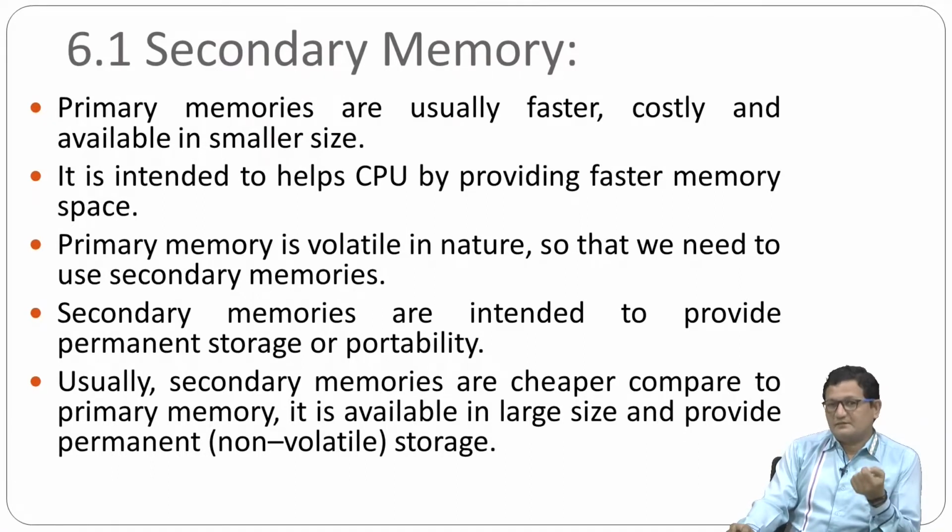The drawback of the primary memory is what? In the last session we discussed, right. The primary memory is volatile in nature, meaning the primary memory can store the data only if you are giving continuous power supply. If you discontinue the power supply, then whatever content is there in the main memory or random access memory will be erased.